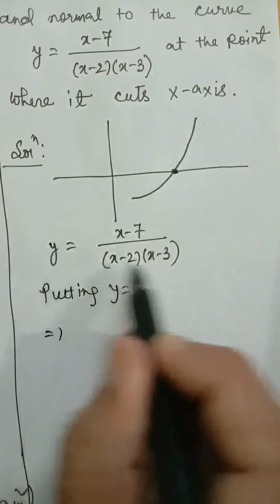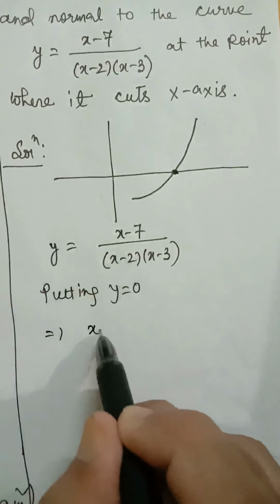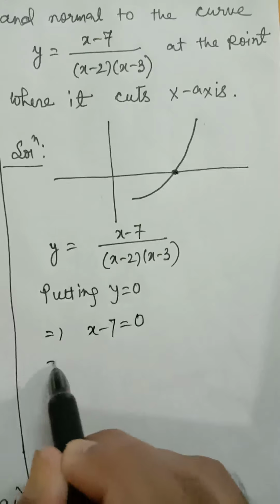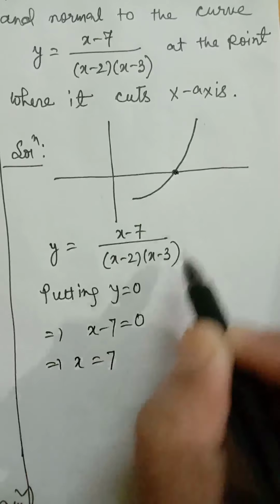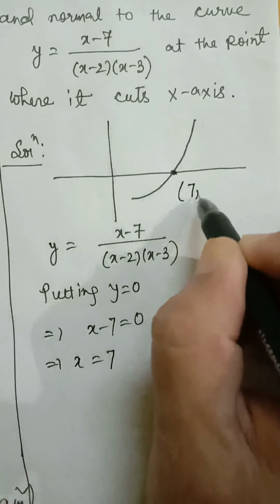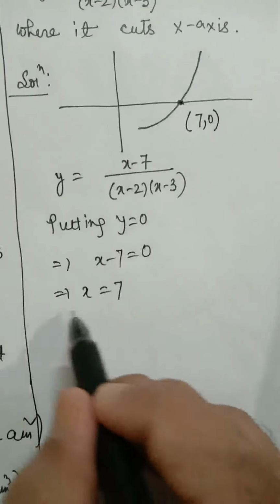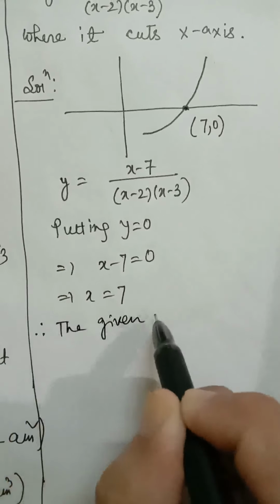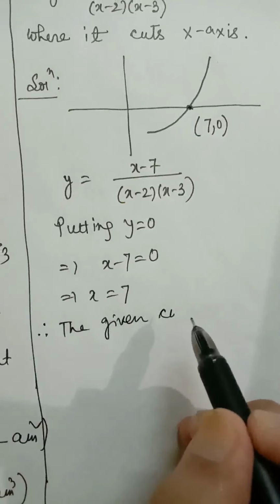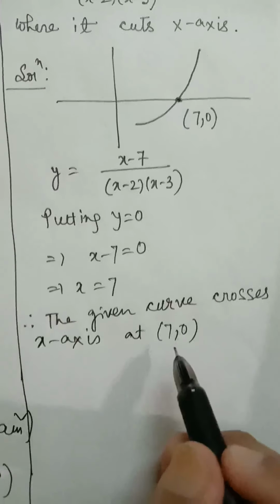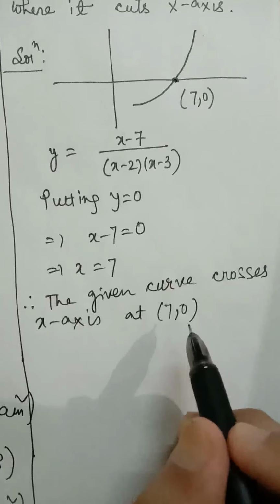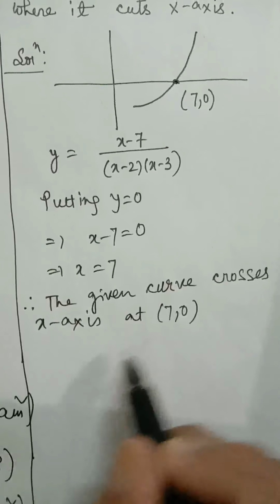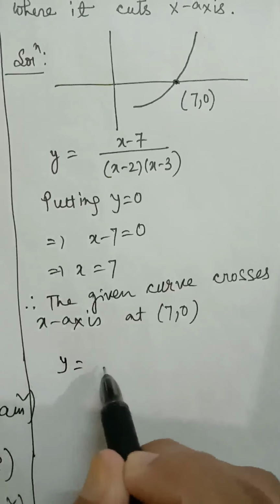So if you put y equal to 0 and cross multiply, you will get x minus 7 equal to 0. So x equal to 7. That means the curve crosses the x-axis at (7, 0). Therefore, the given curve crosses the x-axis at the point (7, 0). So we have to find the equation of tangent and normal at this point, (7, 0).